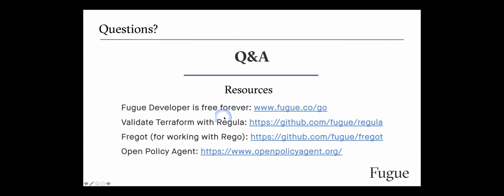Just a little bit, some resources, fugue.co/go to start with developer. These are 2 open source projects we have out there for Open Policy Agent. Regula will validate Terraform scripts, and Fregot, which is the Fugue Rego toolkit. Open Policy Agent's language is Rego for whatever reason. This is the Fugue Rego toolkit that is much more developer friendly. And then Open Policy Agent itself, which is the open source technology that we've done a lot to make work at scale, we're running probably close to 1 billion of these evaluations a day. So that's just stuff you can leverage.